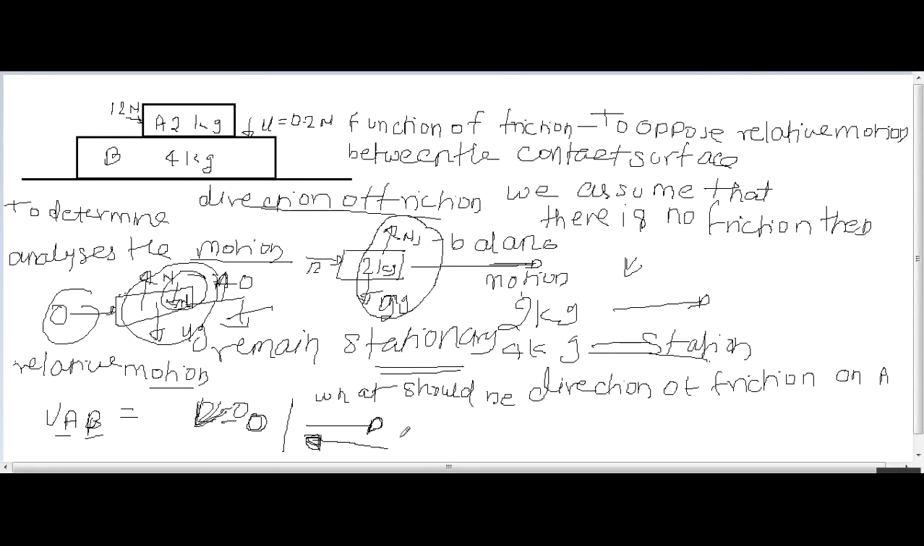Who had applied this force? Such a type of question is very necessary. Who had applied this force? Answer is B. So by Newton's third law, A will also apply a force on B. What should be the direction? It will be this.